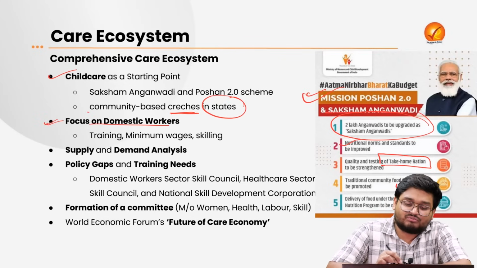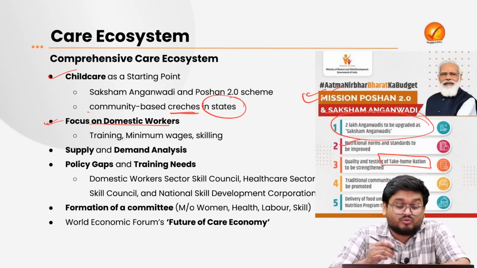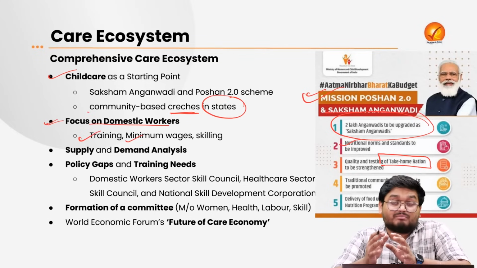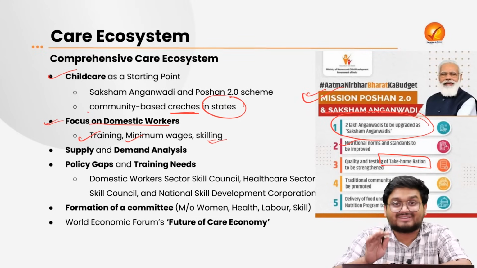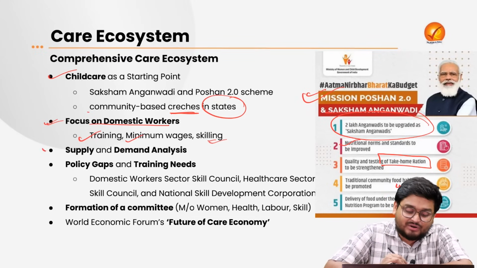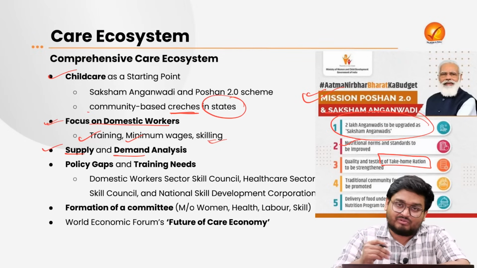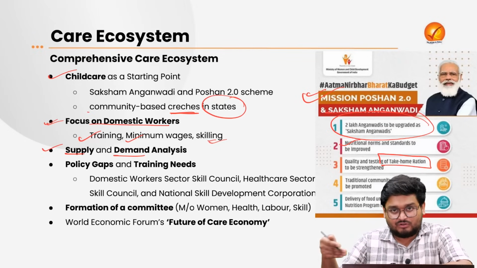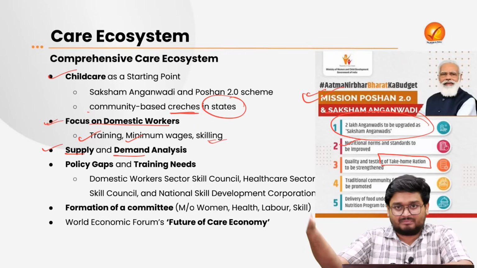Also, there is a high amount of focus on domestic workers. We must be trying to train them. We must be having a proper minimum wage for them. We must also be trying to skill them, right? Also, we have to understand the supply and demand gap in this particular care economy, where we have some projections that over a period of time, this economy will be increasing due to an increasing number of elderly people, right?